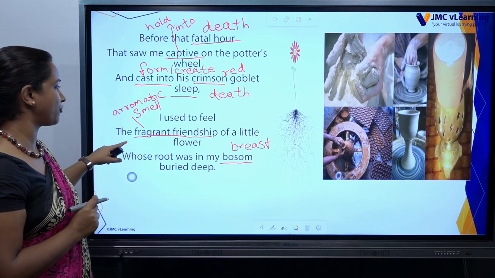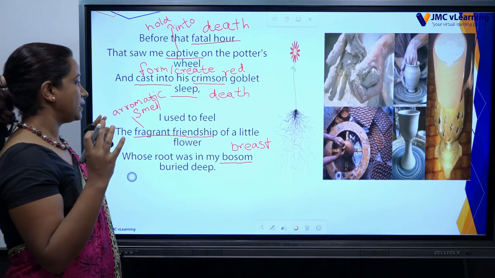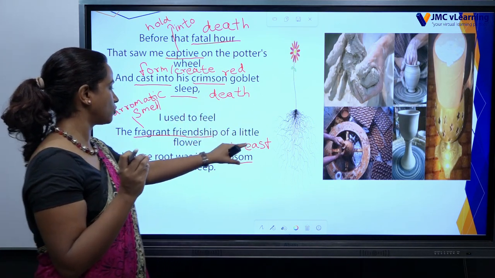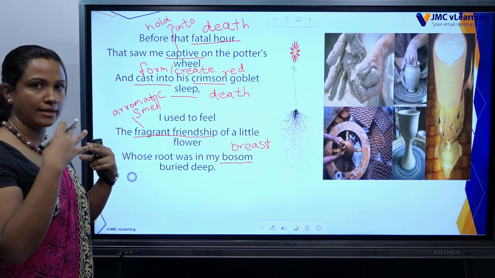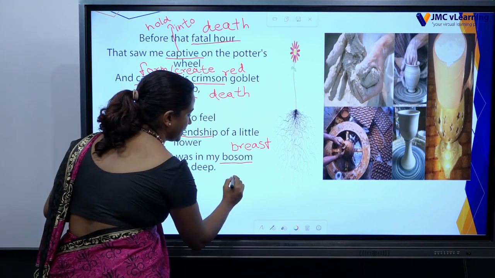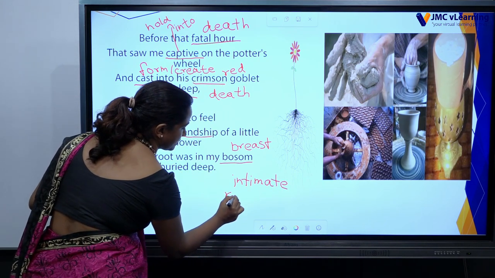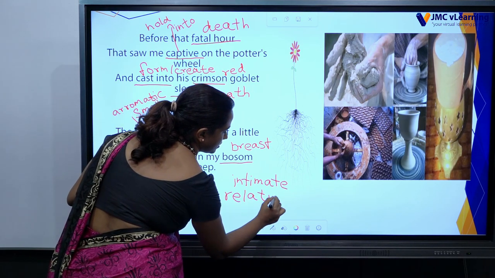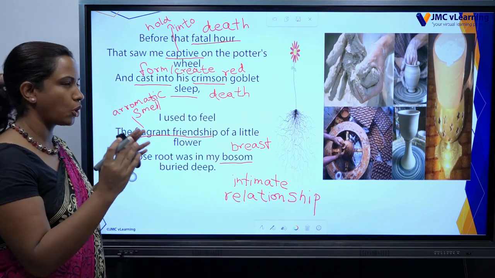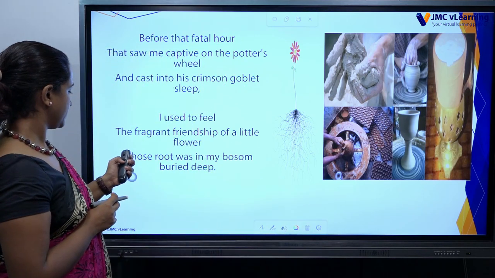So I used to feel the fragrant friendship. The friendship is fragrant. It offers an aromatic smell of the little flower whose roots have been scattered around my breast and have gone deep inside. So there is a quite intimate relationship. It's called an intimate relationship, a close relationship with the flower. Right? Let's move on to the other one.